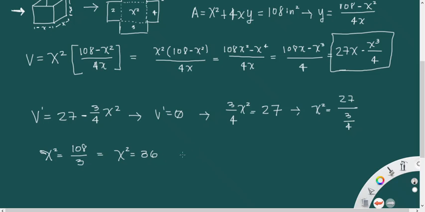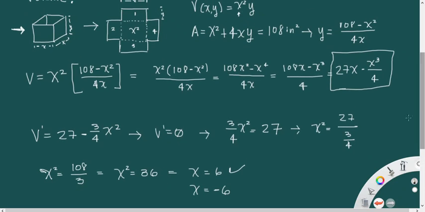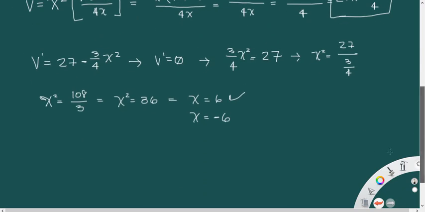Solving this, we will see that we have two solutions. So x is going to be equal to 6 and x is going to be equal to -6. In this case, we will choose the positive number because we cannot have a negative number in this type of problems. So this is the value for x. If we want to maximize the volume of this box using this squared surface, x will be equal to 6.